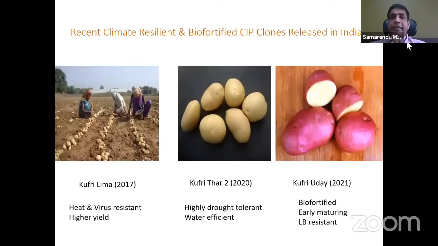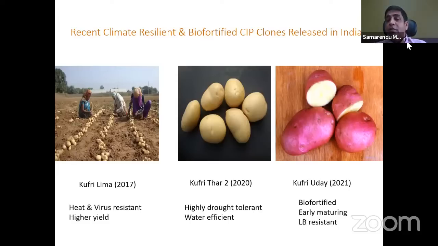So these are three varieties recently released in India. And these same varieties have also been released in Bangladesh. I think the red skin one has been released in Bhutan too. So these are the three varieties, shiplines. Kufri Lima is one of them, drought tolerant, heat tolerant and virus resistant. Kufri 32, they both are white skin. They are also drought tolerant, water efficient crops.